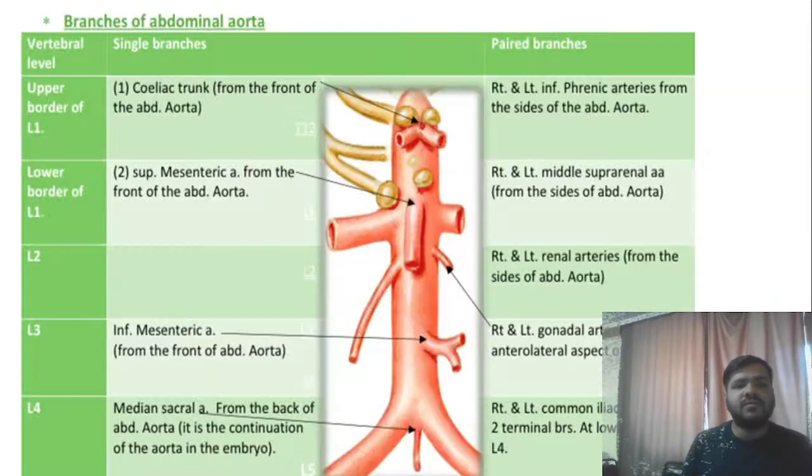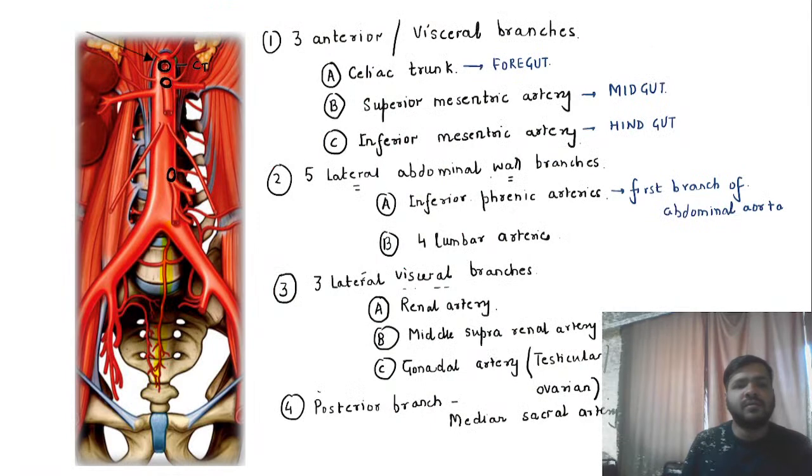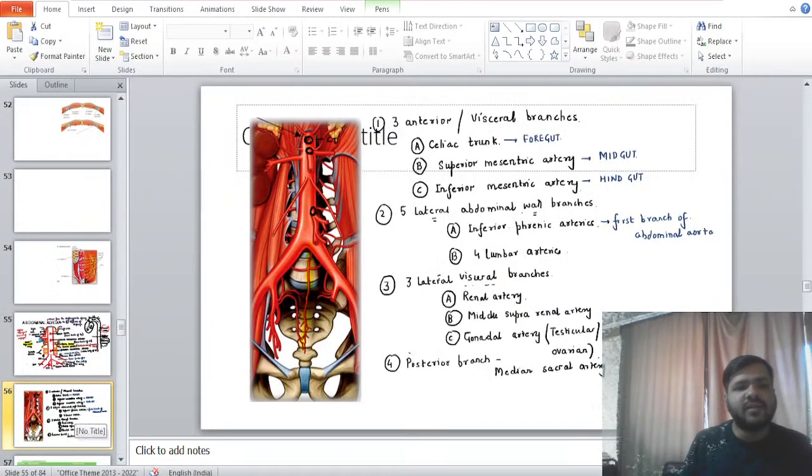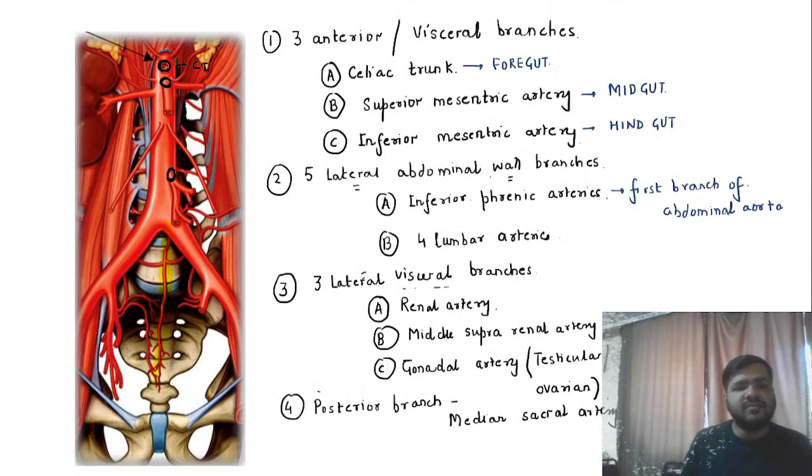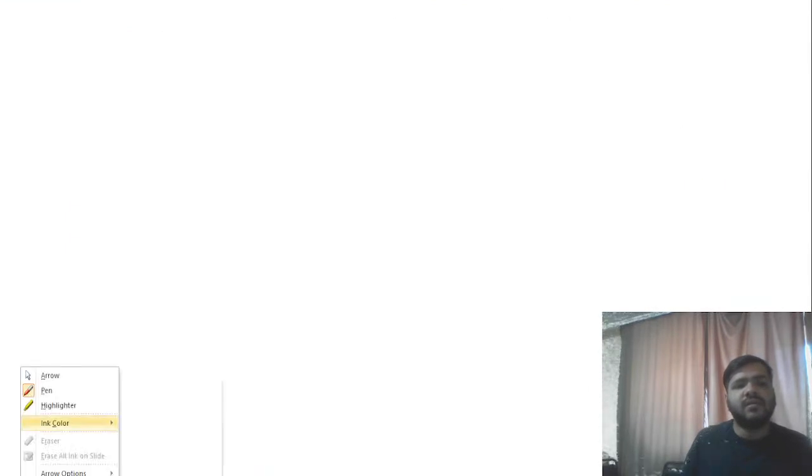So okay, now we'll add one more slide and we'll finalize the terminal branches also. So we have already discussed the four branches. The fifth part that you all have to write right now is the terminal branches.